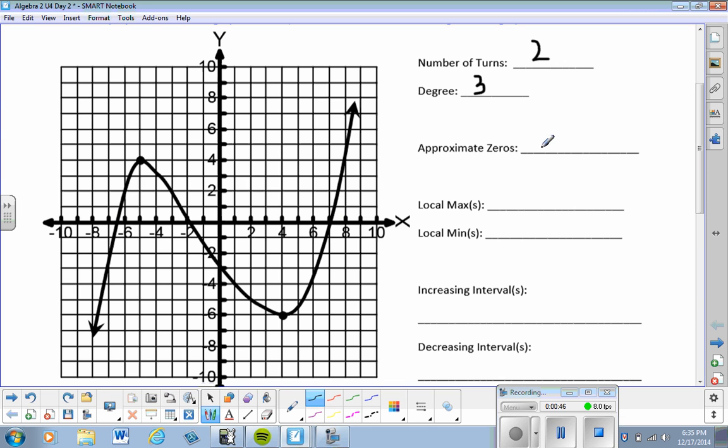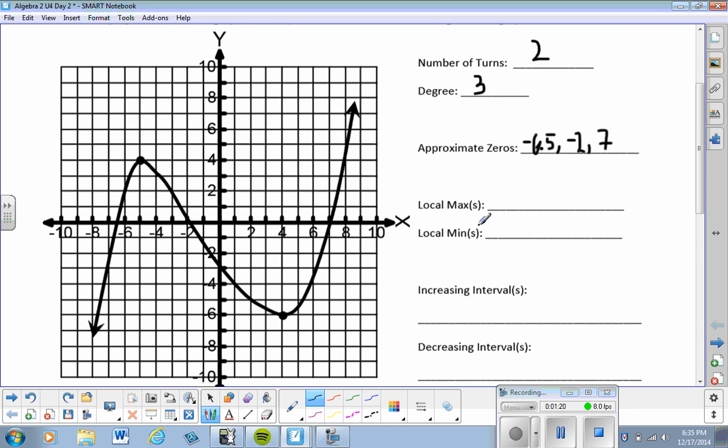So there are 3 zeros, and it looks like it's approximately negative 6.5, negative 2, and 7.